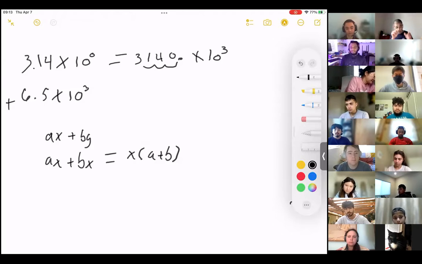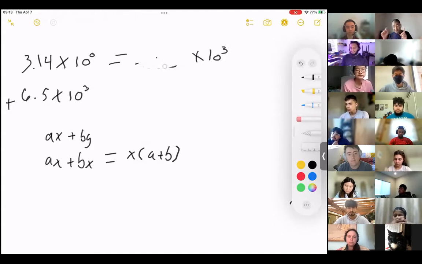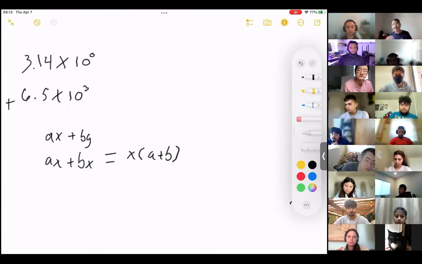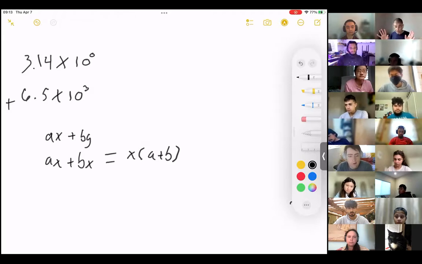So we can rewrite 3.14. Or let's rewrite the other one, it's easier. Okay, like Nate said, we can rewrite the 6.5 times 10 to the 3 as another number times 10 to the 0. So what would 6.5 times 10 to the 3 be if you wrote it as some number times 10 to the 0? 6,500. 6,500 times 10 to the 0.